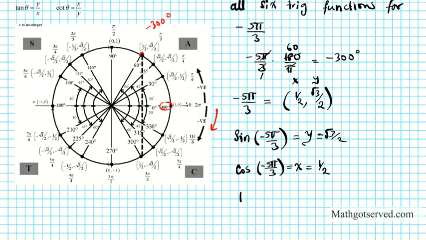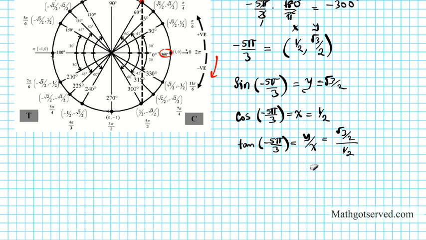And then the tan of negative 5 pi over 3 is going to be y over x. So that's going to be root 3 over 2 divided by 1/2. We can flip and multiply the numerator by the reciprocal of the denominator, and that divides out to root 3. So there you have it.